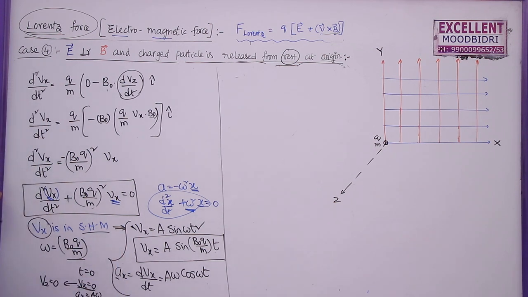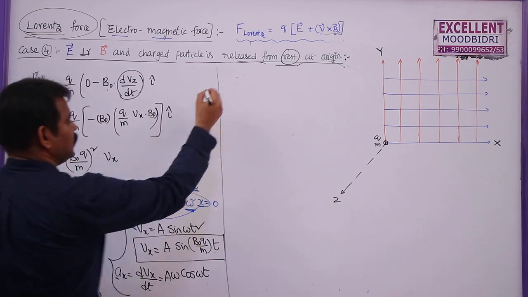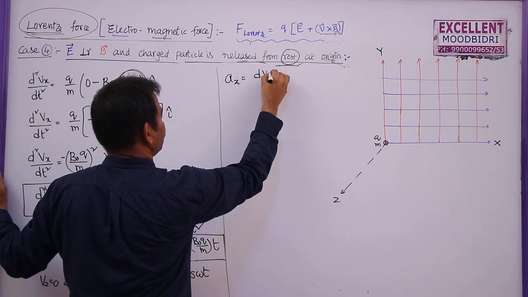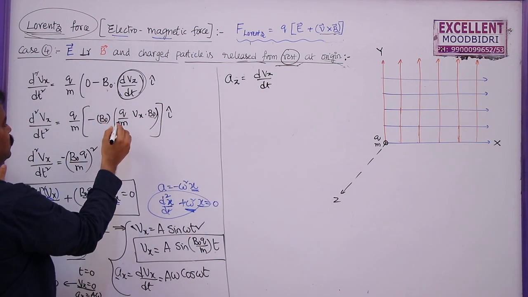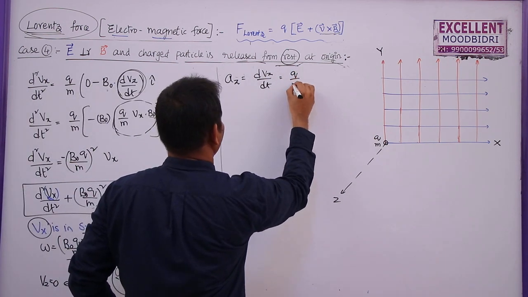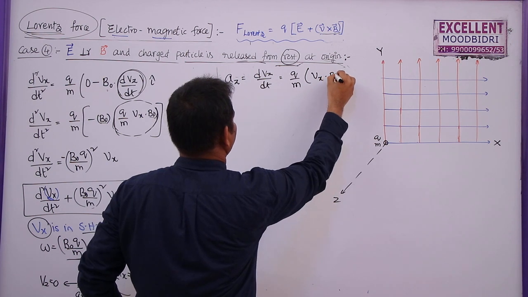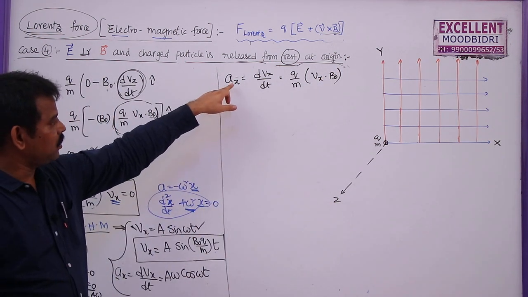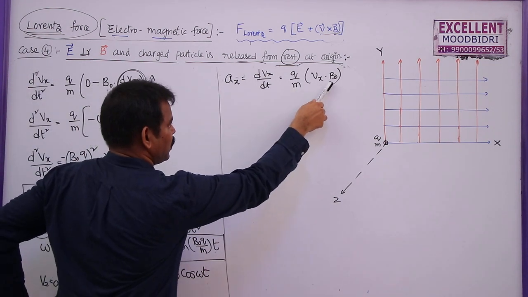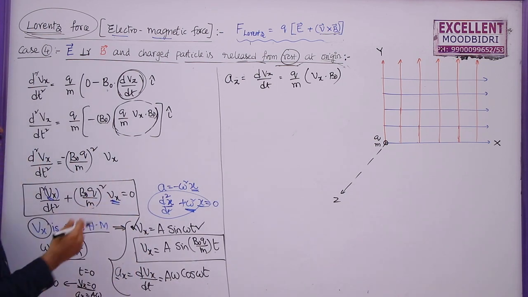Now, how do we find the velocity along the z-axis? If you know the velocity along the x-axis, now we can write az is equal to dvz by dt. Here we have dvz by dt, and I am going to write this as q by m vx B naught. This is the acceleration along the z-axis. But just now we got an expression for vx, so you can substitute this value.